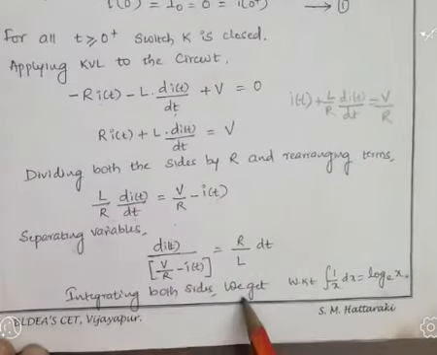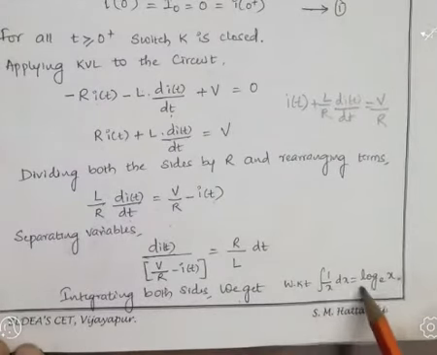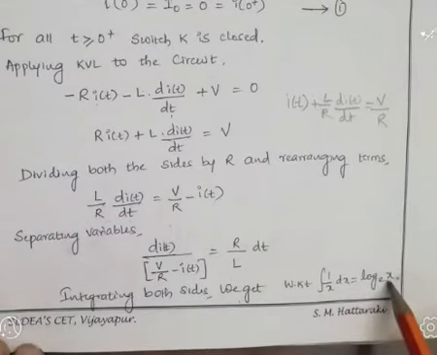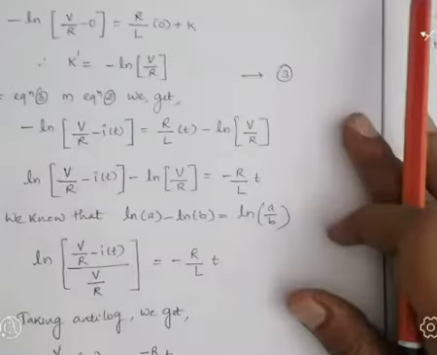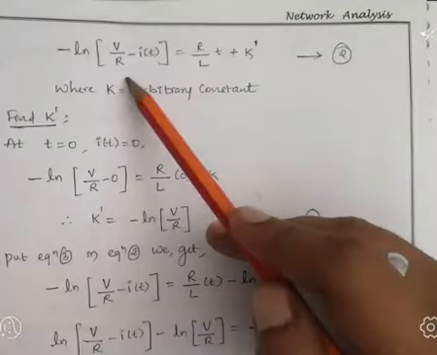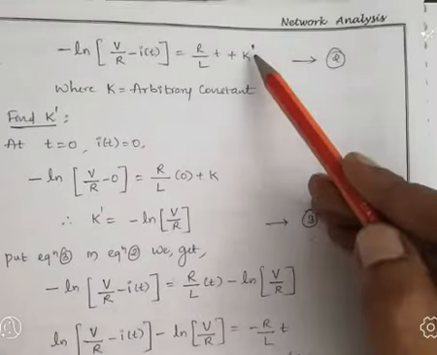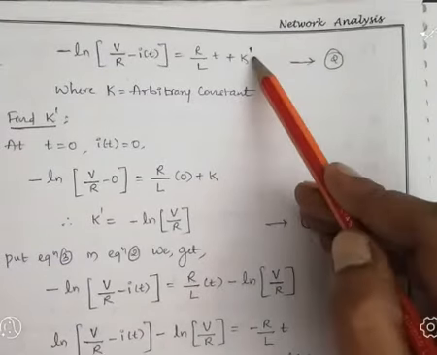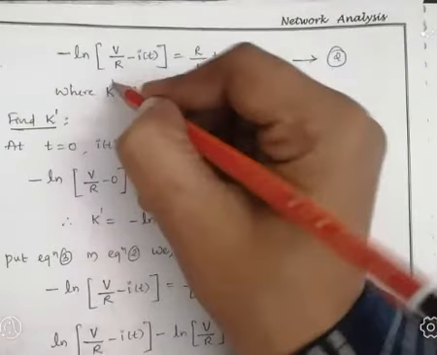Integrating both sides, we will get. We have the formula. We know that the integration of 1 by x dx we can write as log base e of x. So let us integrate this equation. We will get minus ln of (V by R minus I(t)), bracket complete, equals R by L t plus K dash, where K is an arbitrary constant. Let us represent this as equation number 2. K dash, not K, K dash.